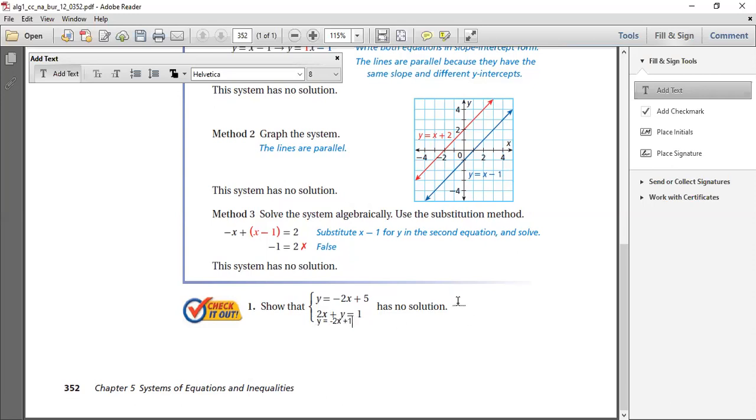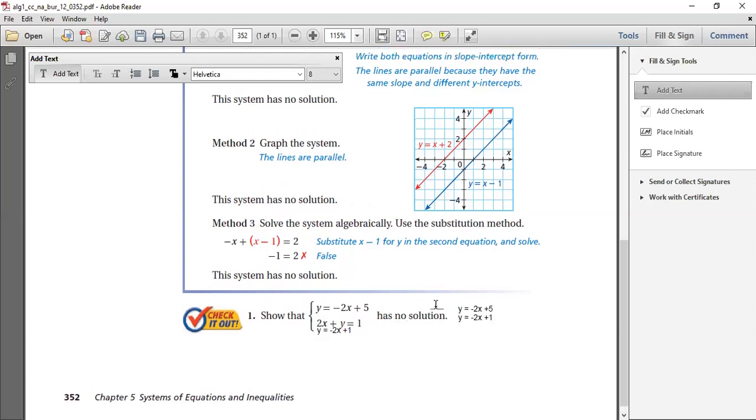Okay. Now what are the two equations I have? I have y is equal to -2x plus 5, and the next one I have is y is equal to -2x plus 1. I think that's enough, because you can see the slopes are the same. Now, how do you say that it has no solution? The slopes are the same, right? But the intercepts are not the same. The slopes are the same, but the intercepts are not the same. So that means the system has no solution.